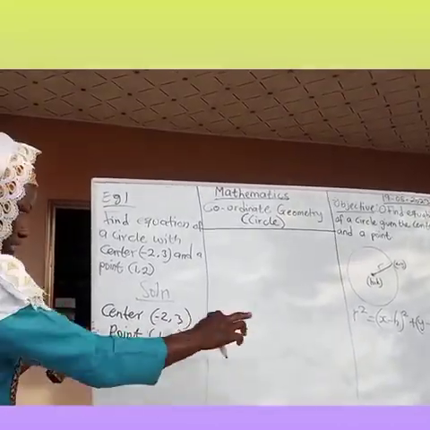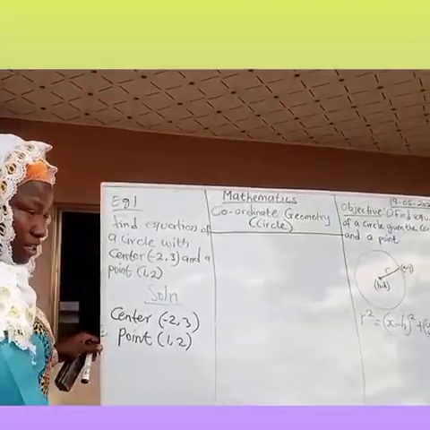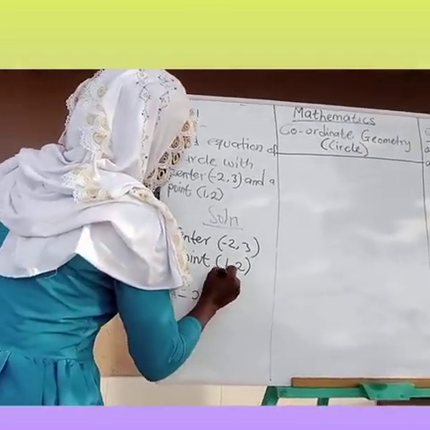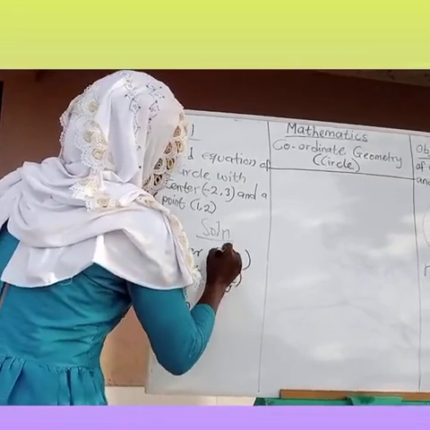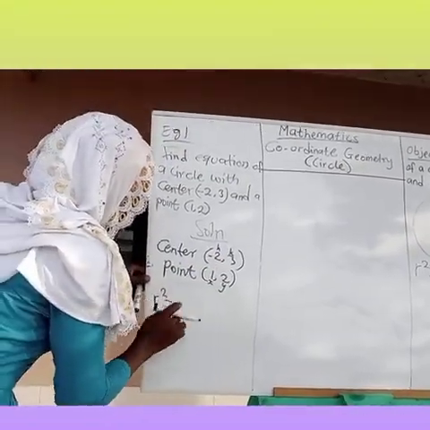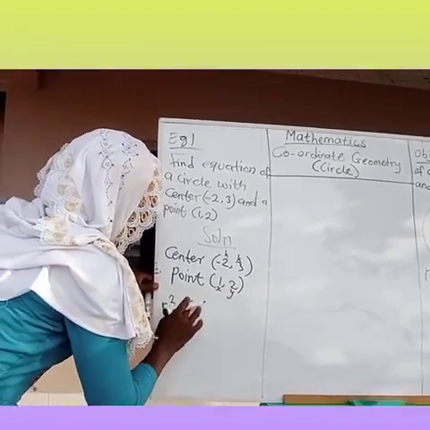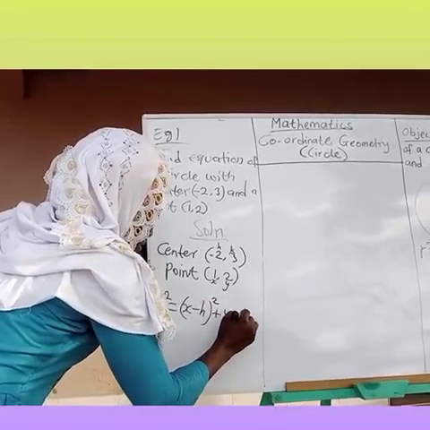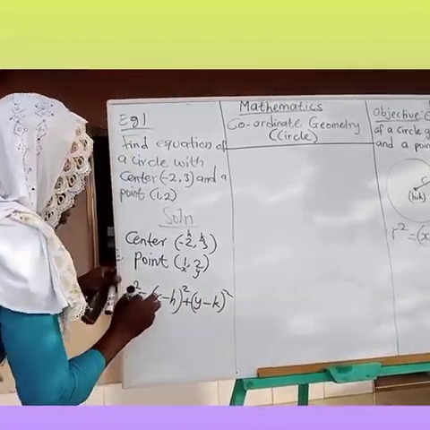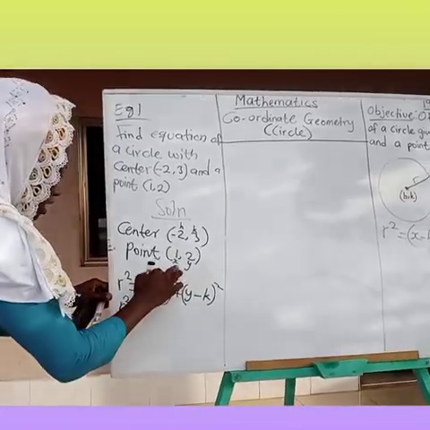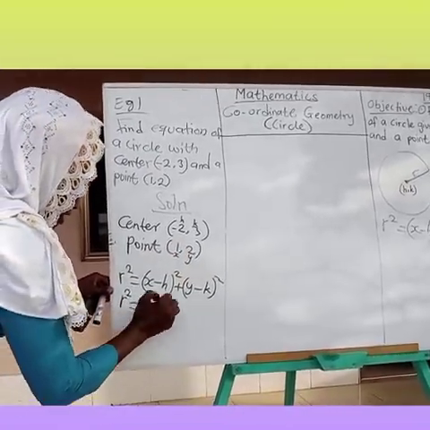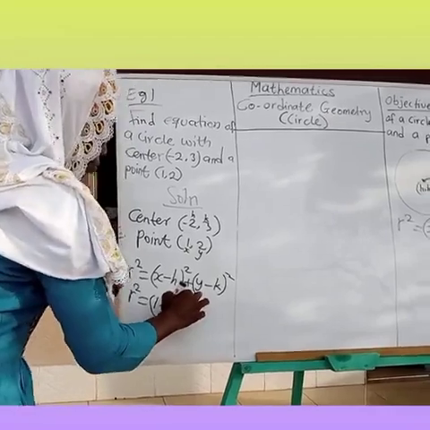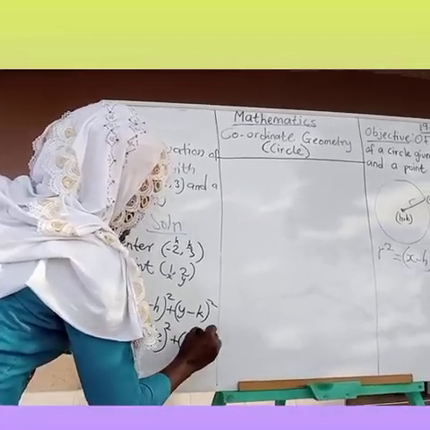To get the radius, we can insert into the standard form of the equation of the circle. That's r squared is equal to (x minus h) squared plus (y minus k) squared. Here the point gives our x and y, and the center gives our h and k. We don't know r, so r squared is equal to (1 minus -2) squared plus (2 minus 3) squared.